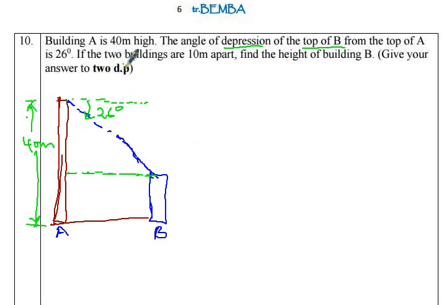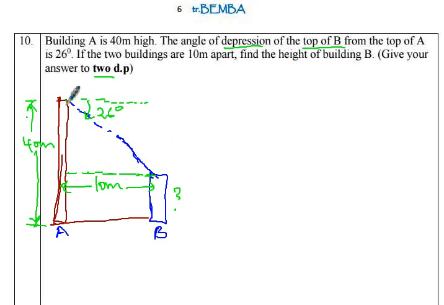Now, if the two buildings are 10 meters apart, that means the distance in between these two is supposed to be 10 meters. Find the height of building B. We are interested in finding the height of this building, and then we have instructions on how to give our final answer to two decimal places.